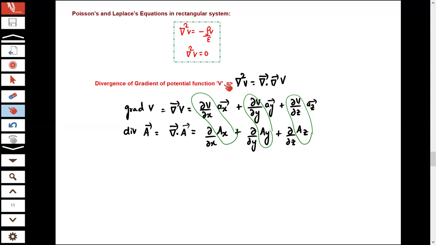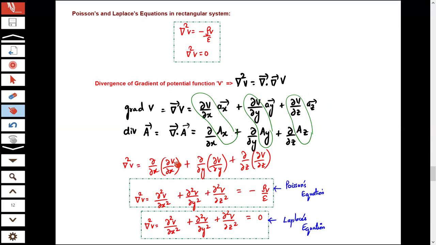Now we need divergence of gradient of potential function, which means we are taking divergence of the gradient function. So this gradient is the vector for which we have to find divergence. So in that case, this x component will be the x component of this gradient function, and y component will be this y component of gradient function, and z component is the z component of this gradient function. By applying this, we can write the Laplacian as second order differentiation of V with respect to x, y, and z correspondingly. So we will get dou square V by dou x square and dou square V by dou y square and dou square V by dou z square for del square V. If we equate this to minus rho V by epsilon, this is the Poisson's equation in rectangular system. And if we equate this to 0, we'll get the Laplace equation in rectangular system.